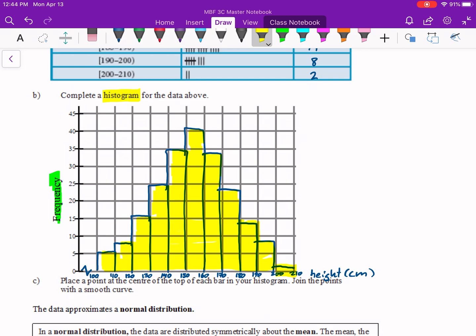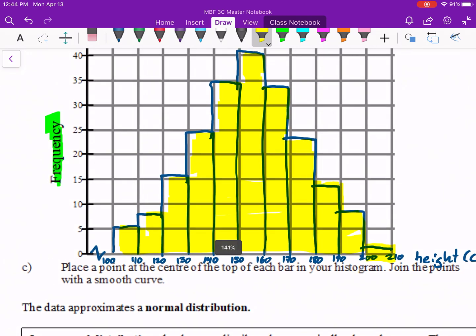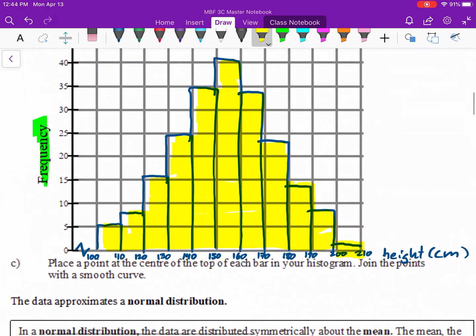Place a point at the center of the top of each bar in your histogram. Join the points with a smooth curve. All right, I'll do this in red. So I'll start with this one, put a dot at the top of each one of these. And then I'll connect these dots with the best curve that I am able with my artistic abilities to do. I sort of missed that one there, but anyway, close enough for our purposes. So it makes this mound shape. All right?